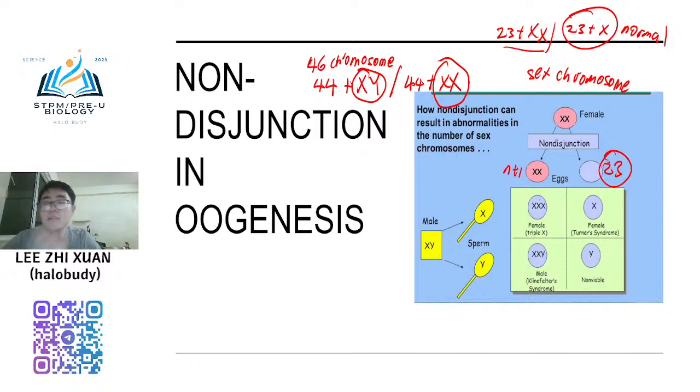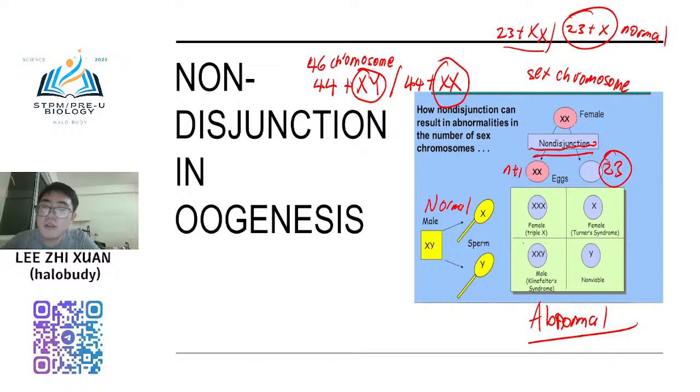So after this, you go to fertilization. If the female has the non-disjunction and the male is normal, the male will produce a sperm with either an X chromosome or a Y chromosome. Afterward, in fertilization, you will get this kind of child. Normally all are abnormal, none is normal. Very pitiful, if the female has non-disjunction.